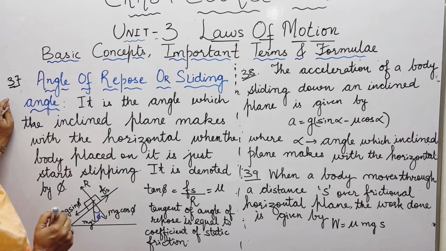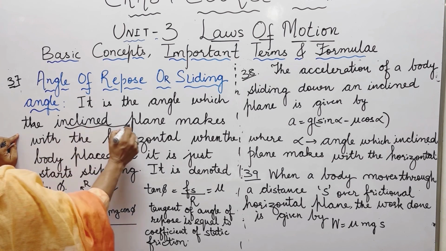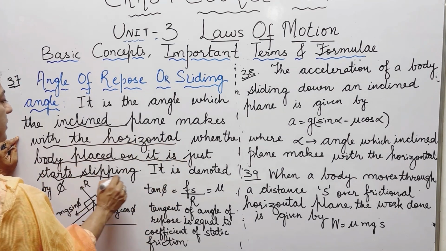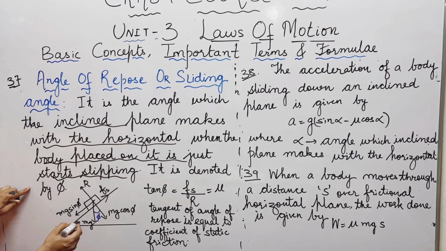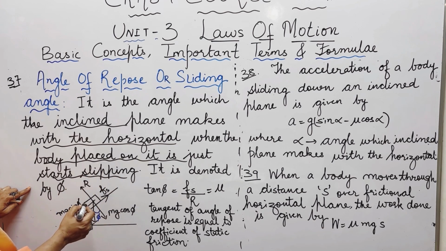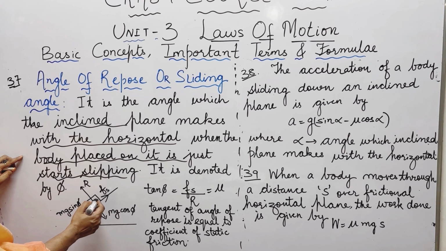The next is the angle of repose or the sliding angle. It is the angle which the inclined plane makes with the horizontal when the body placed on it just starts slipping. It is denoted by phi. You can see this is the body that is just going to start slipping, and the weight mg is acting in the vertical downward direction. R is the normal reaction, and this angle phi is the angle of repose or sliding angle according to the definition. The body is slipping in this direction and the frictional force is in the upward direction.